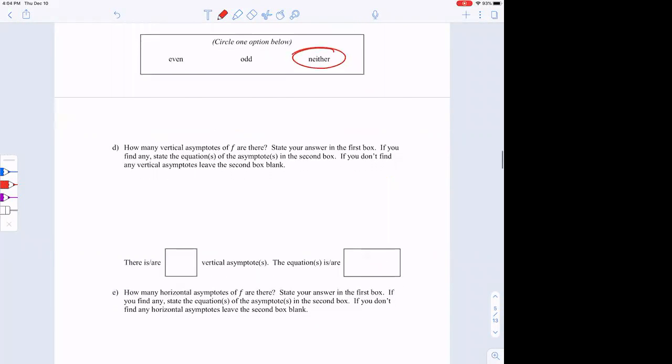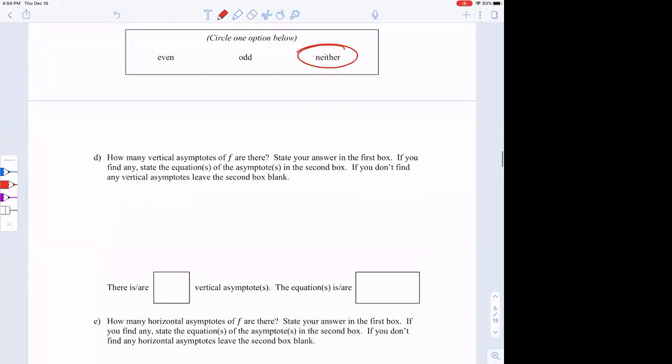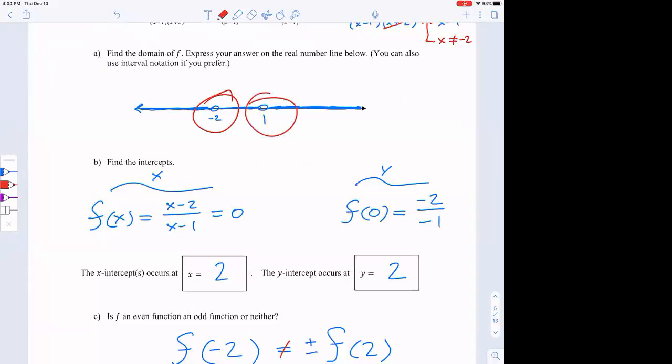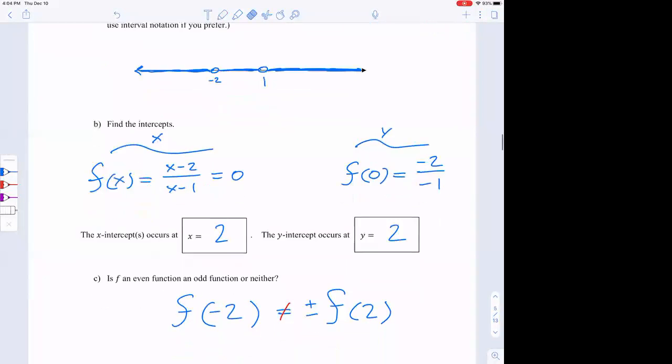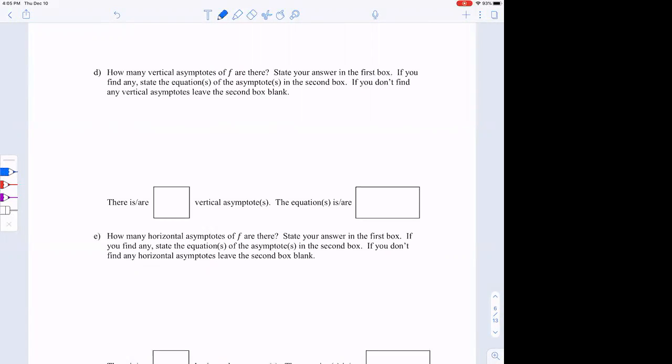Okay, so on to asymptotes. If we're going to look for a vertical asymptote, we want to look at every place where the denominator can be 0 and take a limit. So there's two possibilities. We're looking at minus 2 and 1, and we'll take some limits there to decide what's going on. Okay, so let's write down the limit as x approaches minus 2 of our function, x minus 2 over x minus 1.